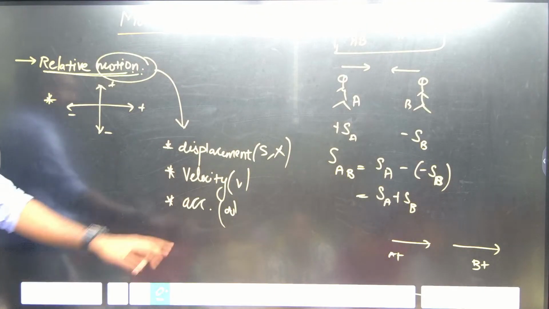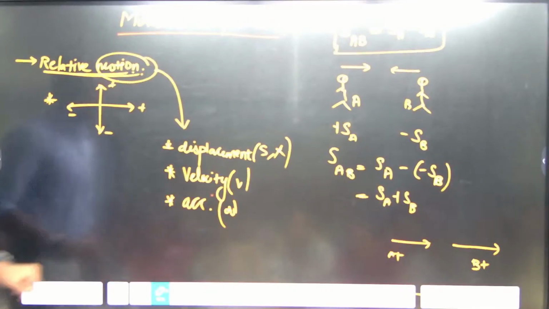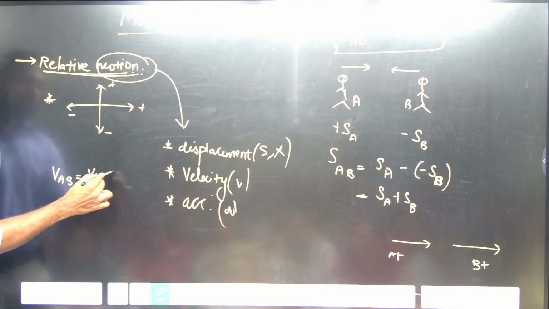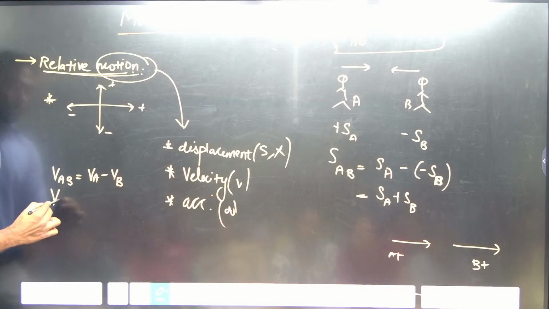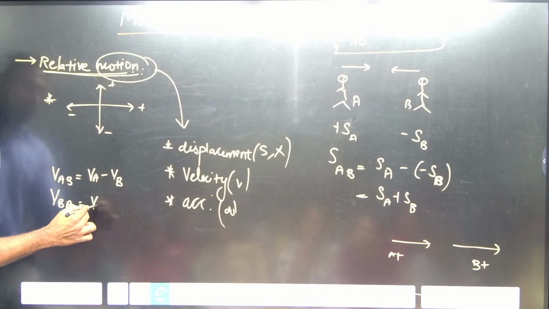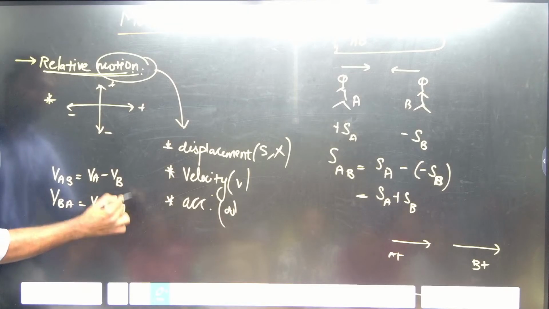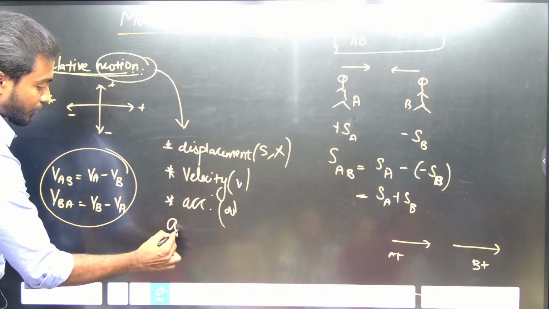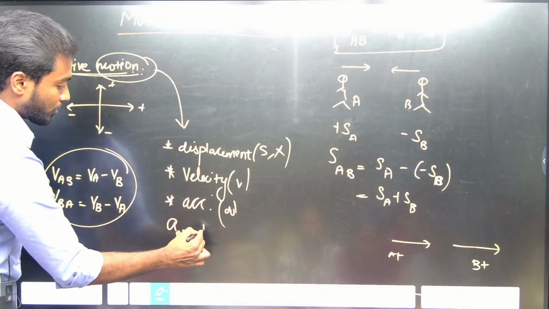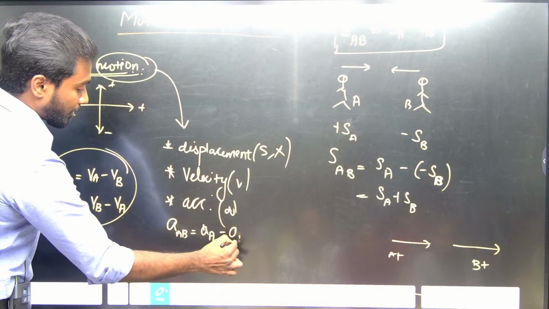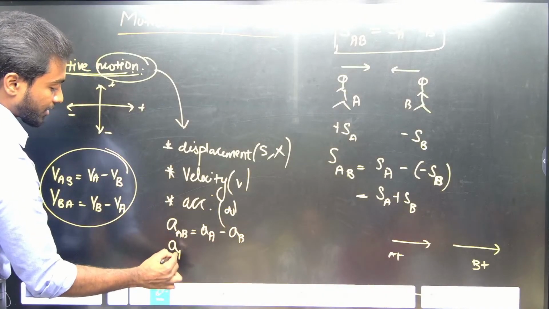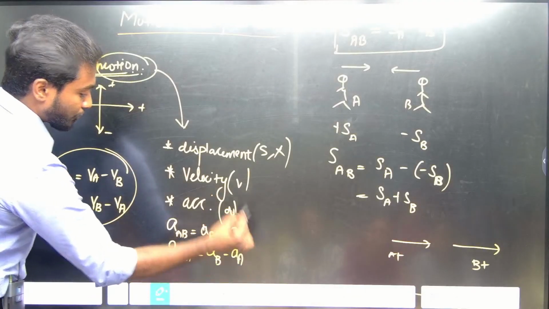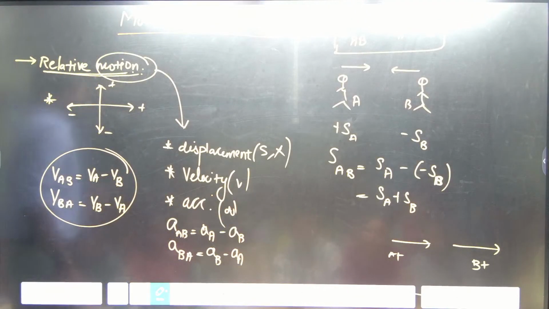So similarly for velocity also. Velocity of A with respect to B is nothing but velocity of A minus velocity of B. Velocity of B with respect to A is nothing but velocity of B minus velocity of A. Similarly for acceleration also. Acceleration of A with respect to B is equal to acceleration of A minus acceleration of B. Acceleration of B with respect to A is nothing but acceleration of B minus acceleration of A.